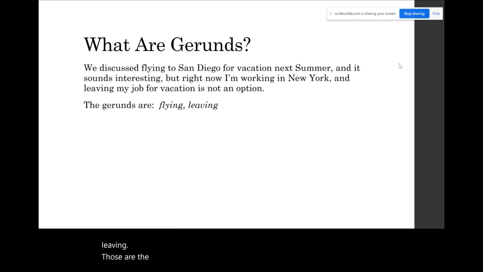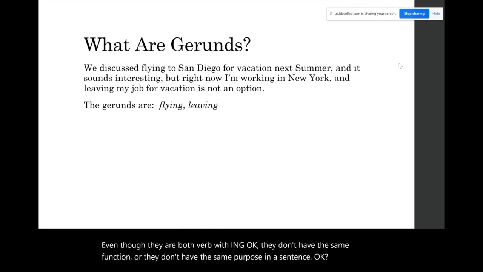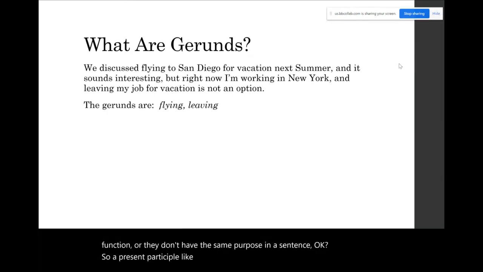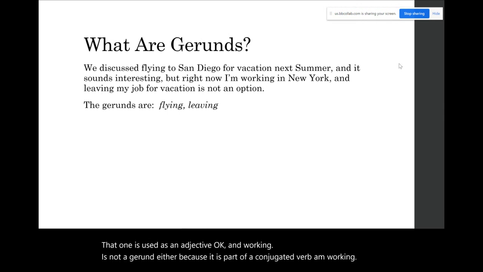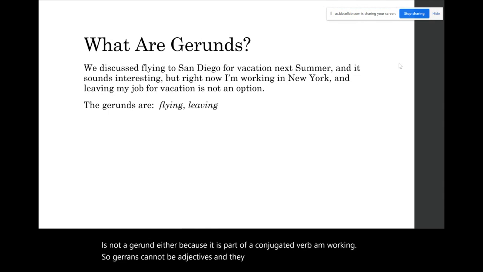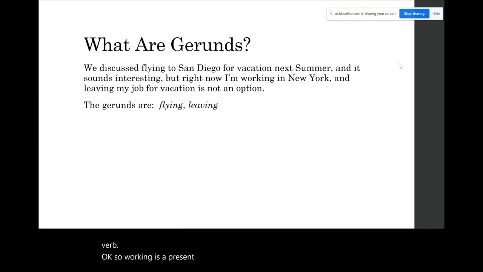Those are the only gerunds in this, okay? Interesting is, like you said, Walter, a present participle. Present participles are not the same as gerunds, even though they are both verb with ing. They don't have the same function, or the same purpose in a sentence. So a present participle like interesting is used as an adjective. Working is not a gerund either because it is part of a conjugated verb, am working. So gerunds cannot be adjectives or part of a conjugated verb. So working is a present participle, just like interesting.